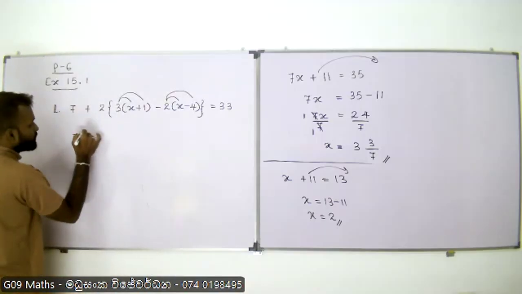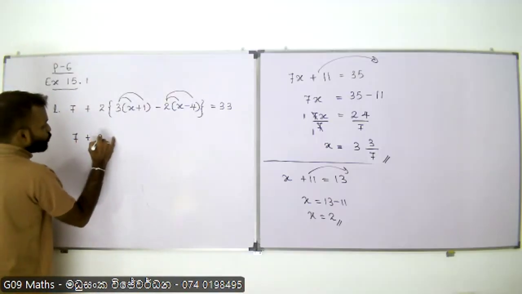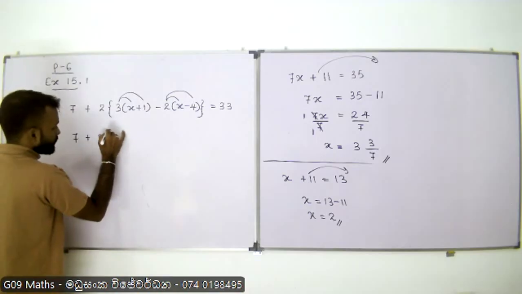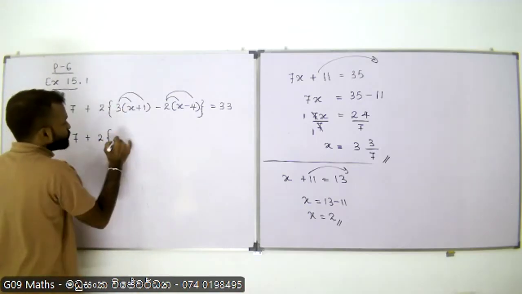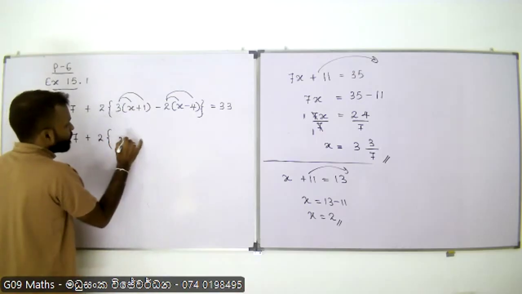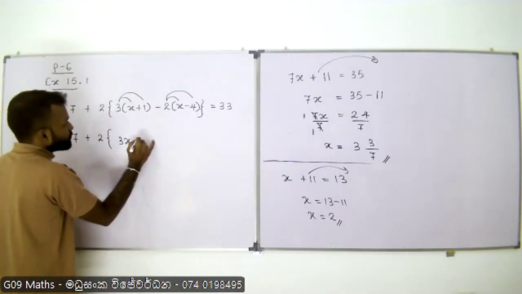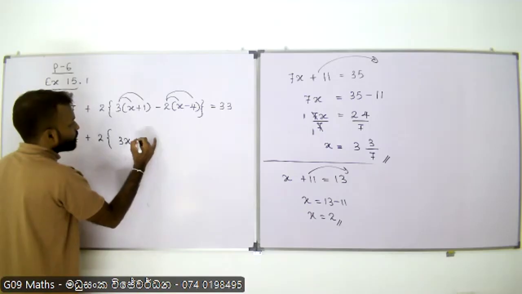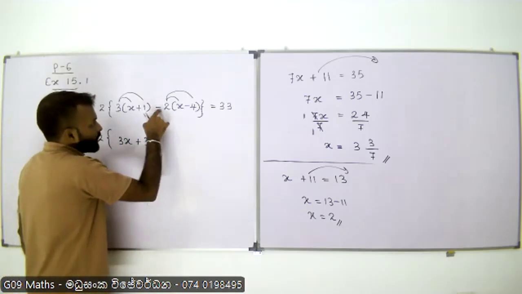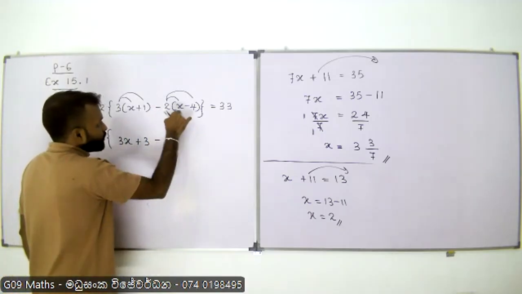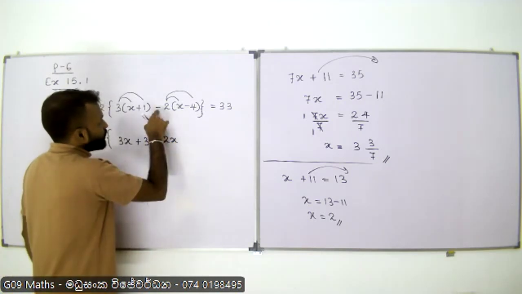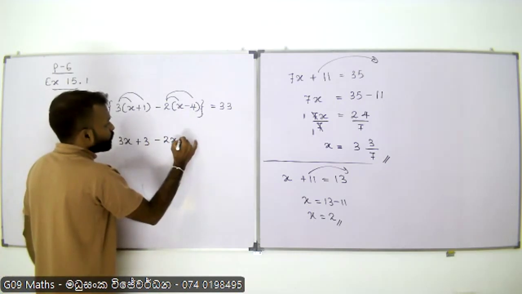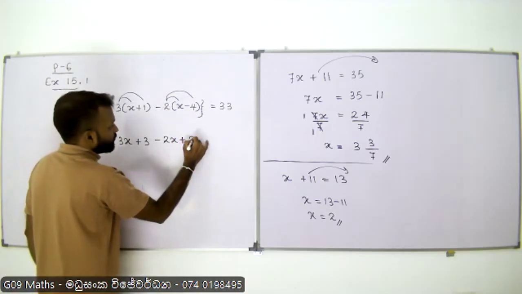Okay, for that, 7 plus 2 is here, curly bracket open. Positive into positive, positive: 3 into x, 3x. Positive into positive, positive: 3 into 1, 3. Negative into positive, negative: 2 into x, 2x. Negative into negative, positive: 2 into 4, 8.